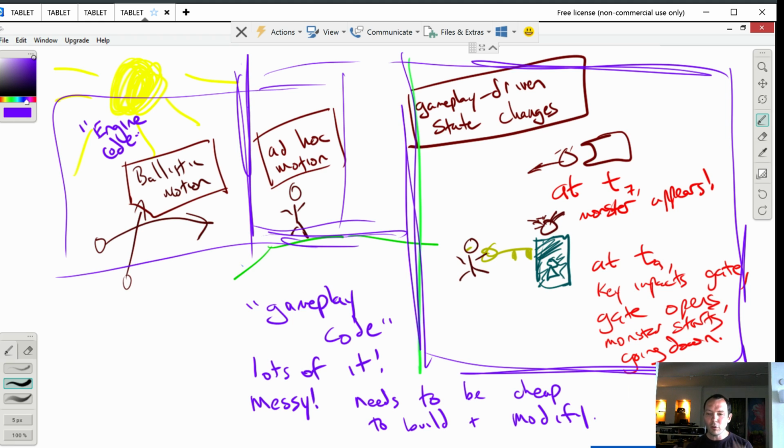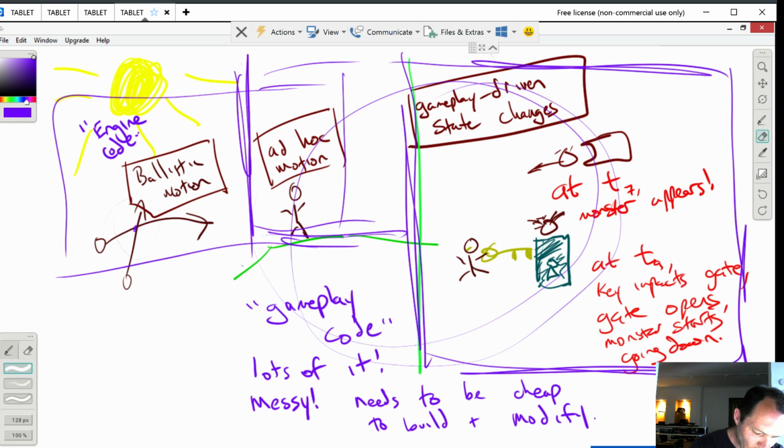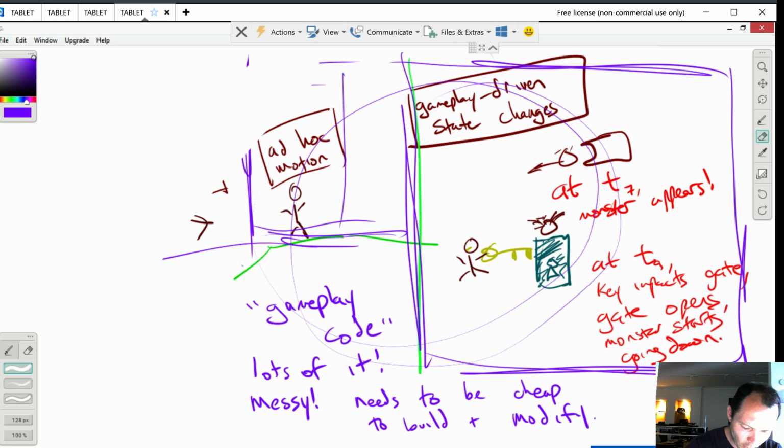So all of this so far has just been to say that if you're going to try to take this right answer for ballistic motion that's known, and is not too complicated, it actually gets complicated as you try to optimize it in this ballistic motion case. Once you start trying to apply it to a whole engine, including gameplay code, stuff gets crazy, right? So now here is why stuff gets crazy.